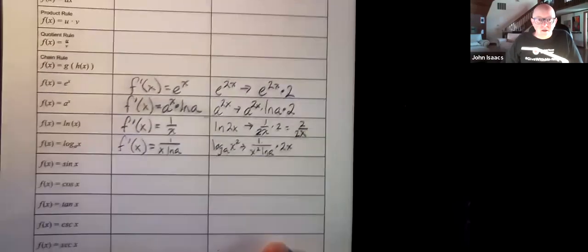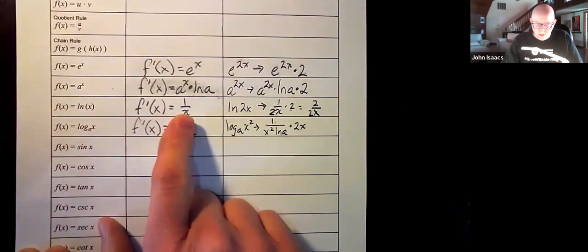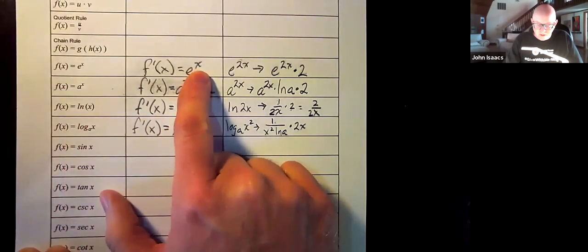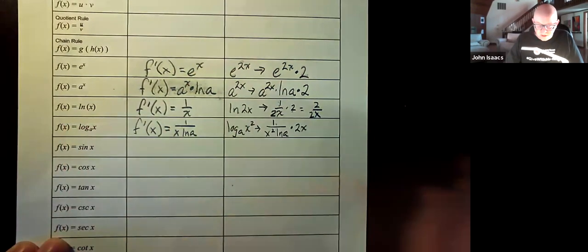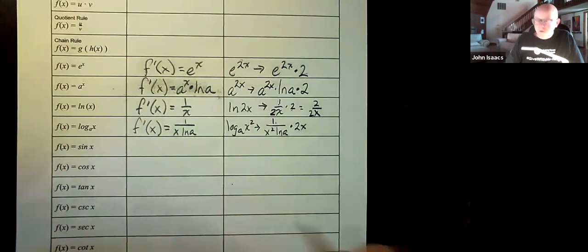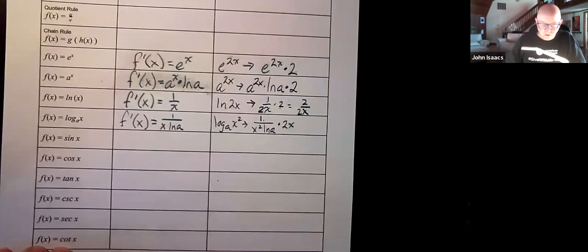Just like the rules we've gone over recently, like the e to the x rule and the ln x rule, if x is a function and not just x, then you have to take the derivative of the function. So we'll cover what these are. Make sure you fill them out. You don't have to memorize this for this course, although in most calculus courses you would.